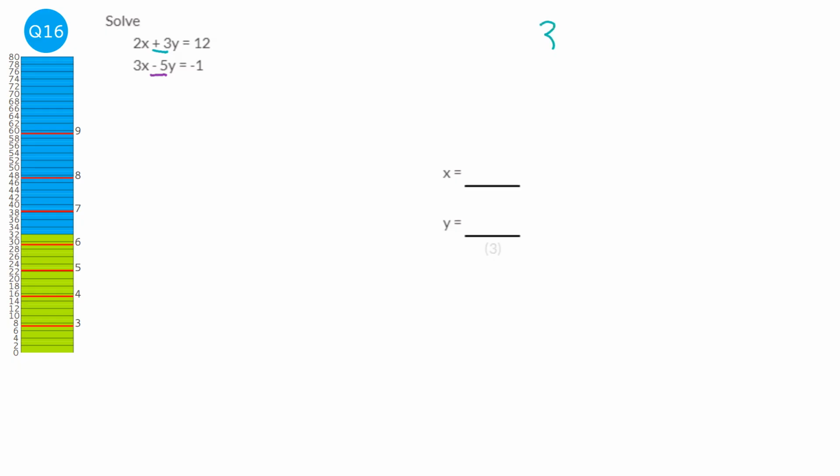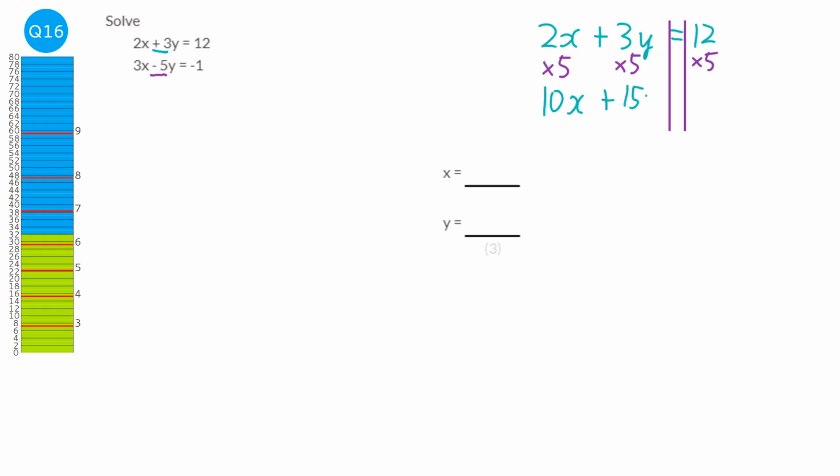So I'm going to rewrite the first equation. So 2x plus 3y equals 12. Get my solving lines in. And I'm going to times everything by 5 to make that coefficient of the y to be 15. So we're going to make them equal. So 2x times 5 is 10x plus 15y, which is good, that's what we wanted. And then 12 times 5, which is 60.